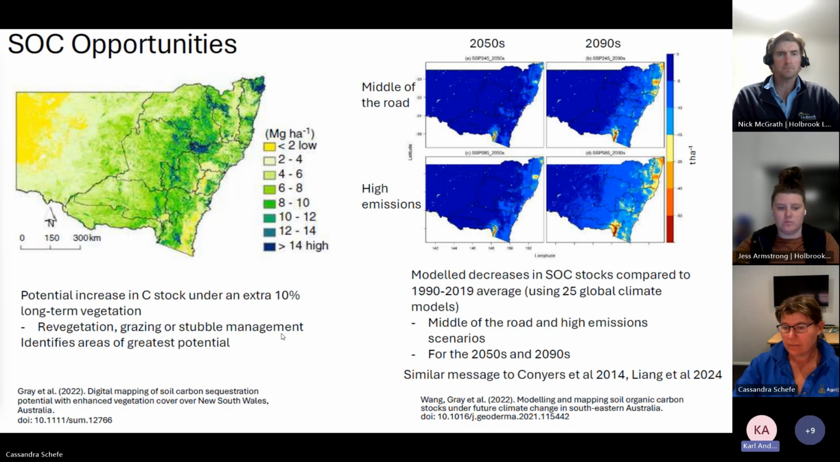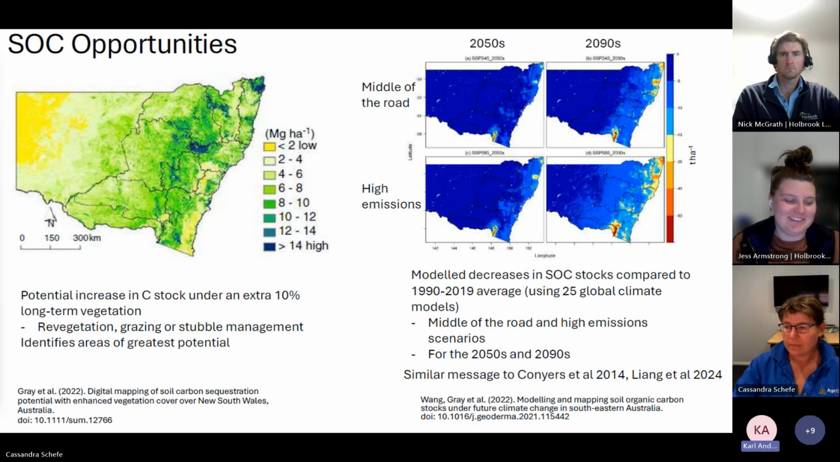A couple of papers here that we've got on screen, or a couple of bits of work, where John Gray and others on the left-hand side looked at what opportunities we have. We do know that there's been a decrease in carbon levels over time in many soils, and this is looking at what opportunities we could find to increase levels. This was done on a national increase of 10% long-term vegetation cover, which could be, you know, into pasture phases. Basically, more cover.